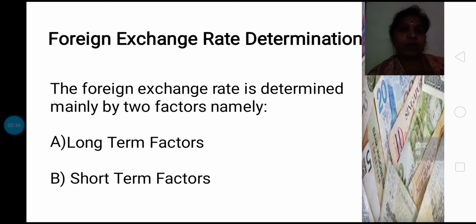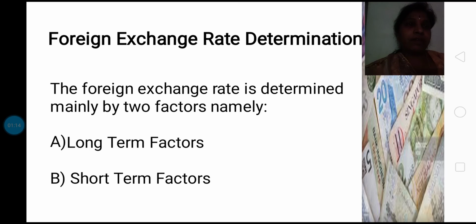What do you mean by long-term factors? Factors which will have an impact for more than 1 year are called long-term. It may be for 5 years, 10 years. So it will take a long period to show the impact on the exchange rate. Short-term factors means any change in the exchange rate will be reflected within a year, say within 12 months. Those factors are called short-term factors.